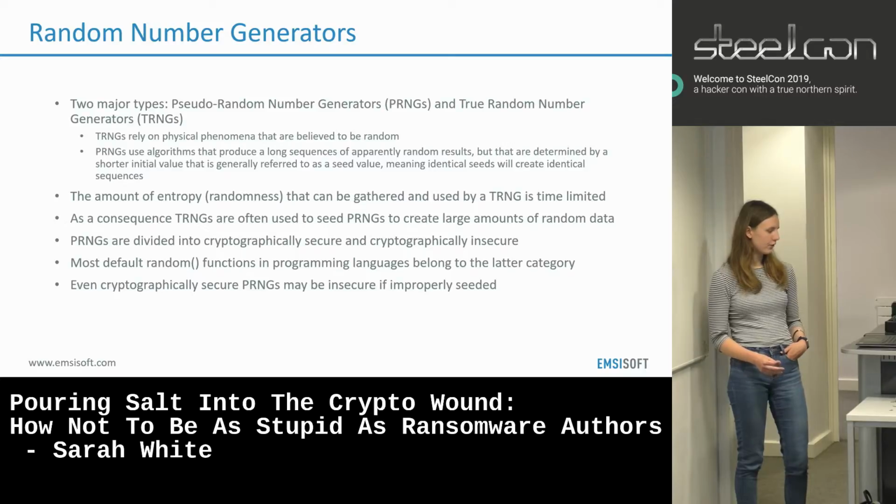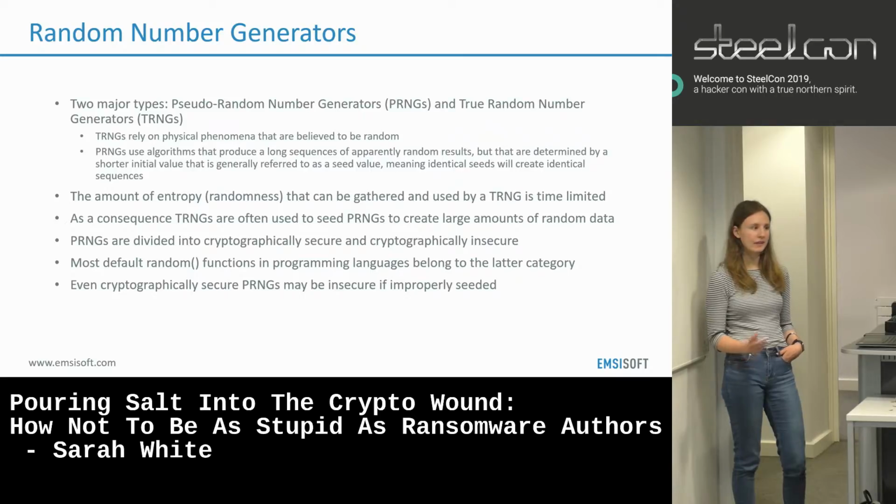Pseudo-random number generators can be separated out into cryptographically secure and cryptographically insecure. And this just means whether they can be used safely for cryptography or not. Most default random number generators in programming languages are considered insecure and should never ever be used in proper cryptography situations. One thing to note is that secure pseudo-random number generators can be made insecure if not seeded properly.